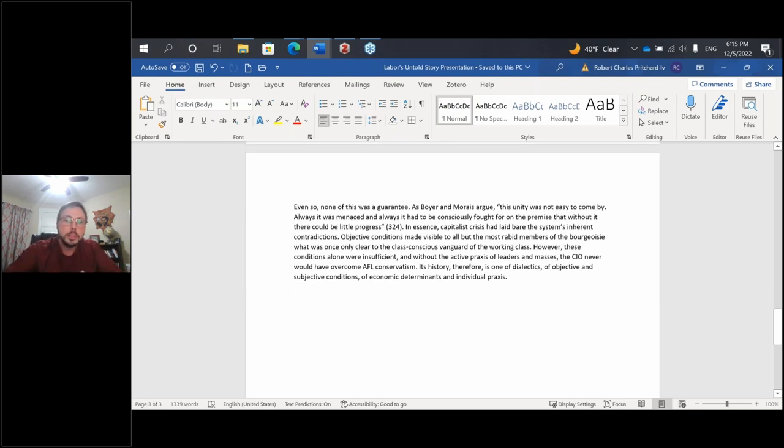As Borer and Morais argue, "this unity was not easy to come by. Always it was menaced, and always it had to be consciously fought for on the premise that without it, there could be little progress." In essence, capitalist crisis had laid bare the system's inherent contradictions. Objective conditions made visible to all but the most rabid members of the bourgeoisie what was once only clear to the class-conscious vanguard of the working class.